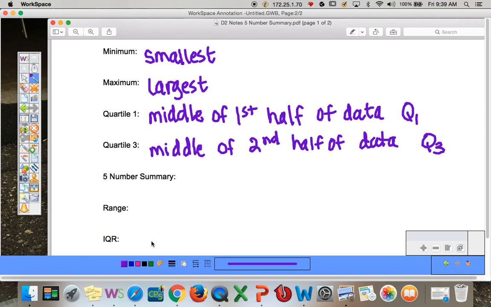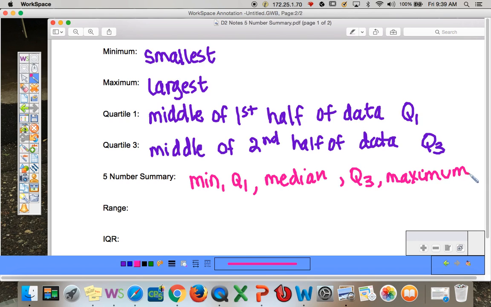The 5-number summary then would be your minimum, your Q1, the middle of the first half of data, your median, the middle term, the Q3, or the third quartile, and the maximum. It's called a 5-number summary because if we look at those numbers, we can kind of get a good idea of what your data looks like. The range would be your maximum term minus your minimum term. So it's the difference between your maximum and your minimum term.